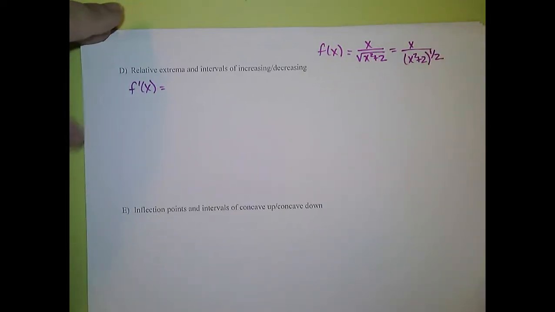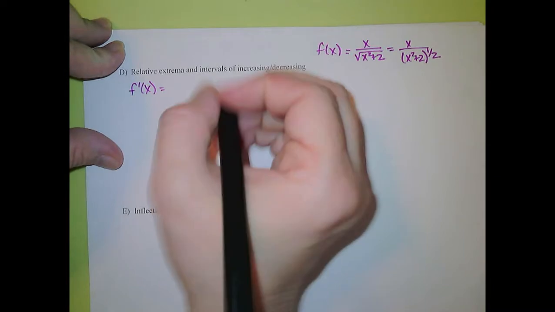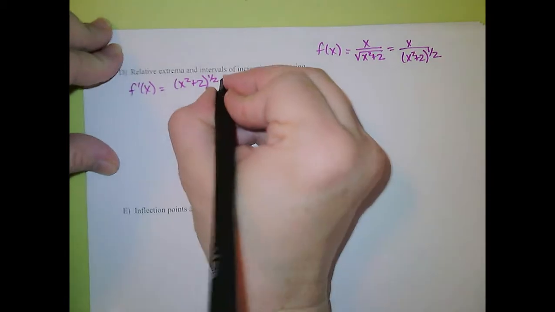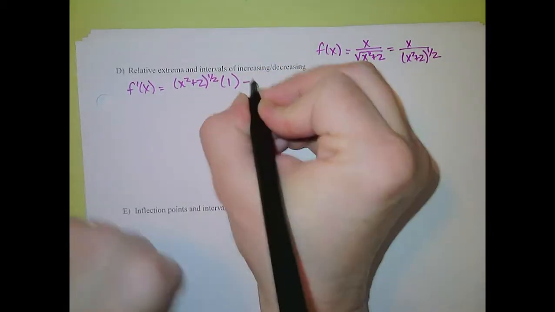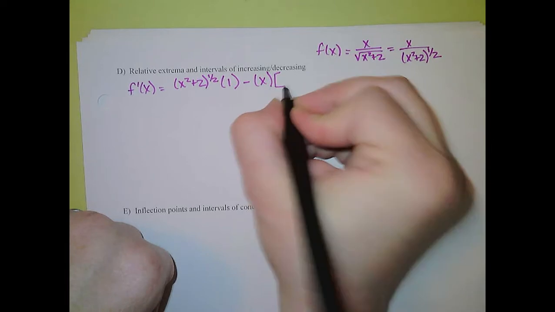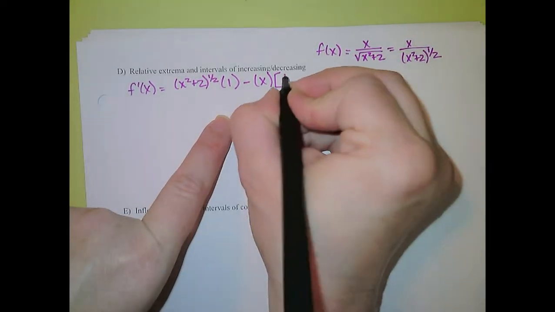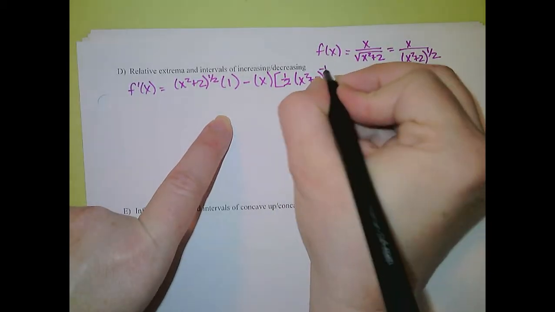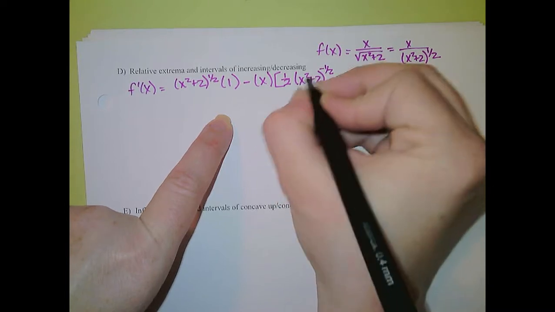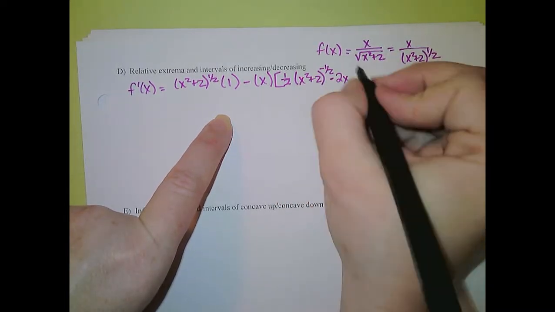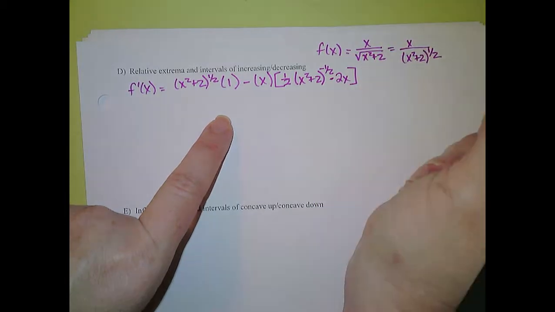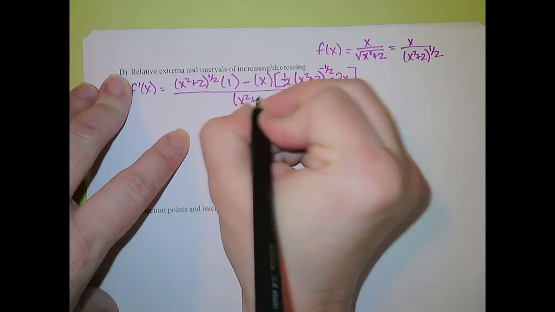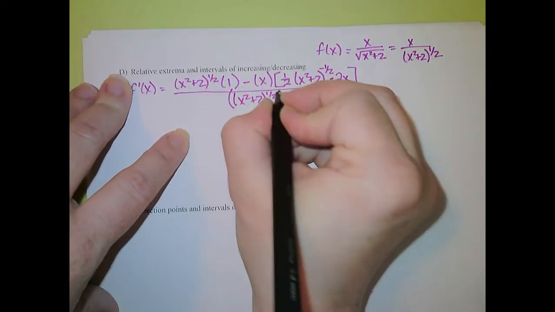So to find the derivative, we're going to have low, x squared plus 2 to the 1/2, d high, well, the derivative at the top is 1, minus high, x, d low, and the derivative of the denominator is going to be 1/2 x squared plus 2 to the negative 1/2 times the derivative of x squared plus 2, which is 2x, all over the denominator, x squared plus 2 to the 1/2, squared.